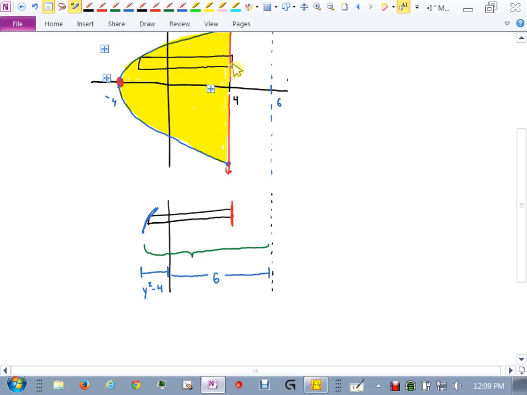That red point comes when y is what? What's your y value that would get you out to here? When y is 0, right? So when I plug in y equals 0, I should get this distance to be 10. Does it work? What's negative 4 plus 6? It's 2. Something wrong with this formula.